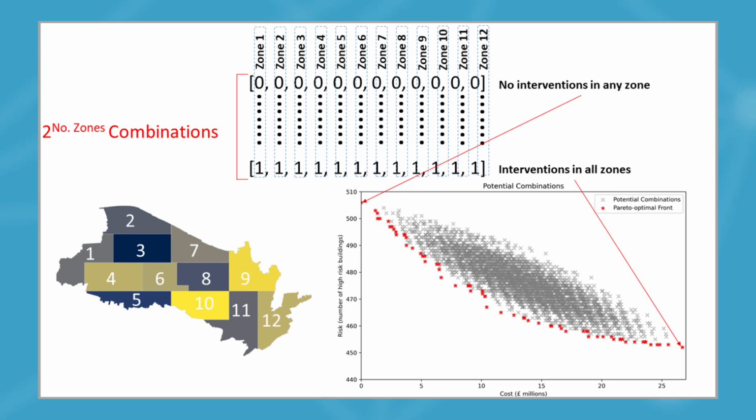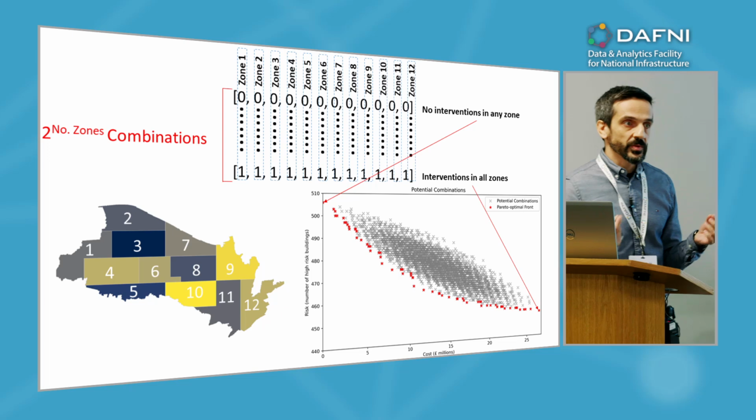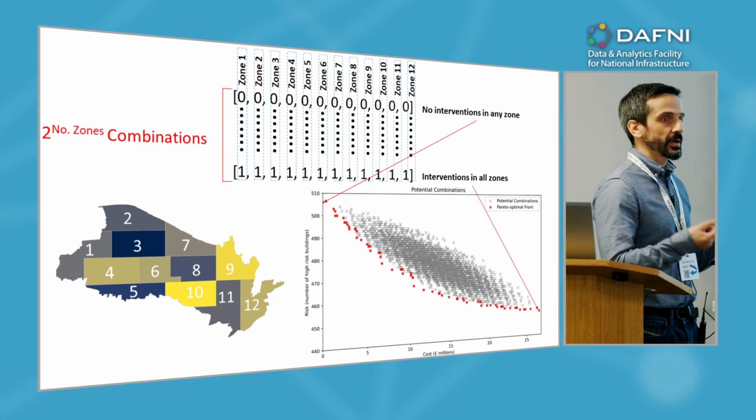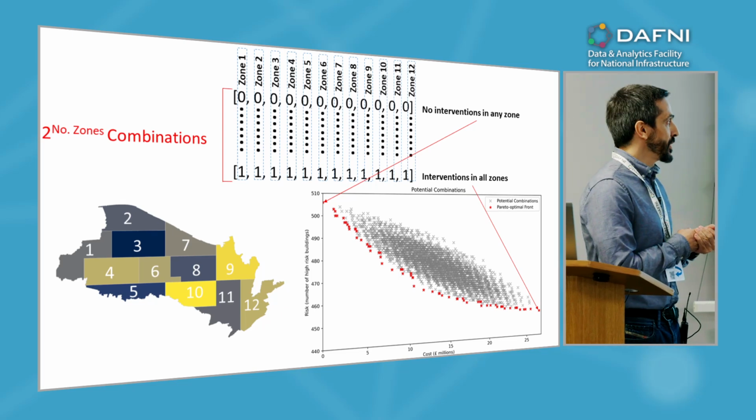So here on this graph on the right, you see all these possible solutions. And the ones that are highlighted in red are referred to as the Pareto optimal set. So basically, these are the optimal solutions for any given x and y.